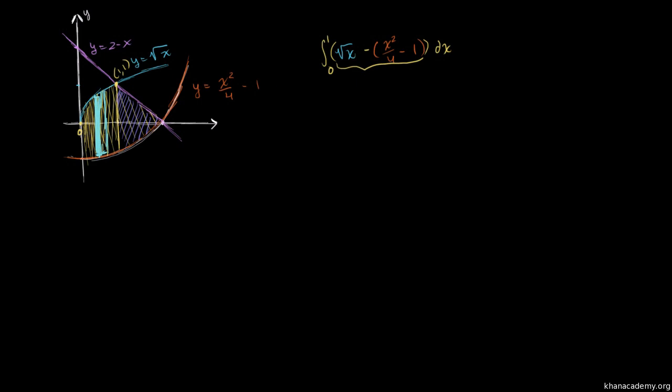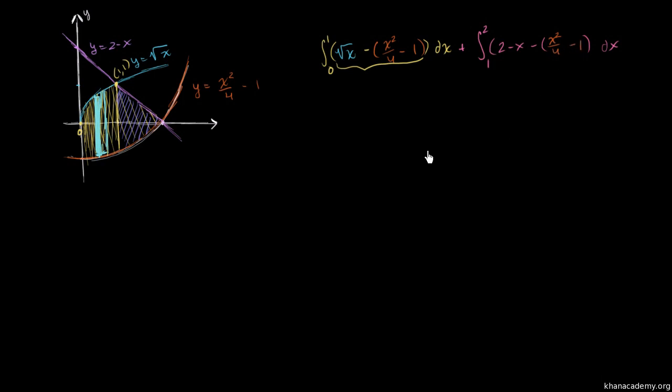By the exact same logic, we can figure out the area of the right region, and then we can just sum the two together. For the right region, we're going from x is equal to 1 to x is equal to 2. The upper function is 2 minus x, and from that we're going to subtract the lower function, which is x squared over 4 minus 1.